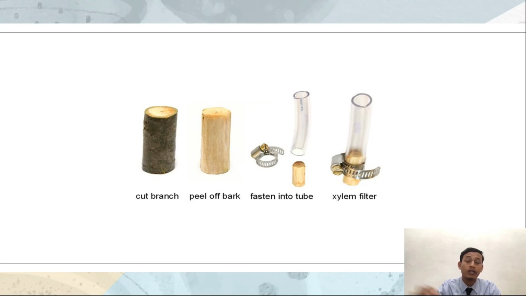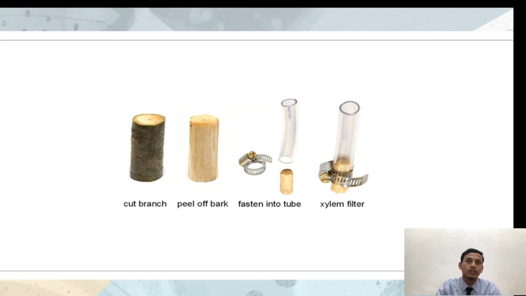And this is how the materials will look throughout the experiment. Firstly, the branch is cut and the bark is peeled off. Then it will be fastened in a tube, and finally it is ready to be a xylem filter.